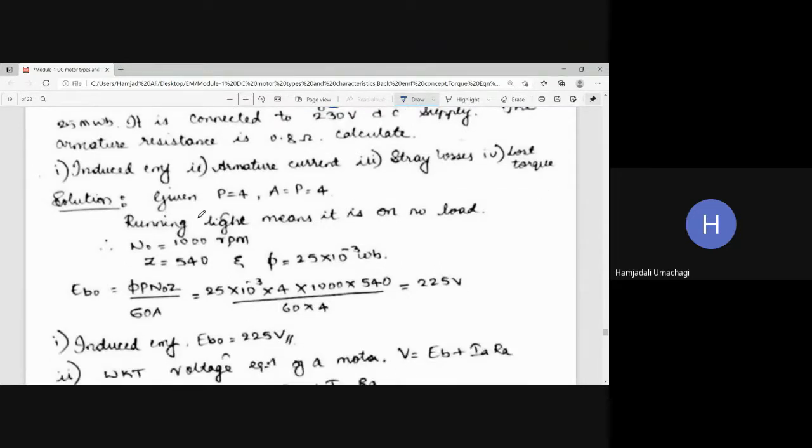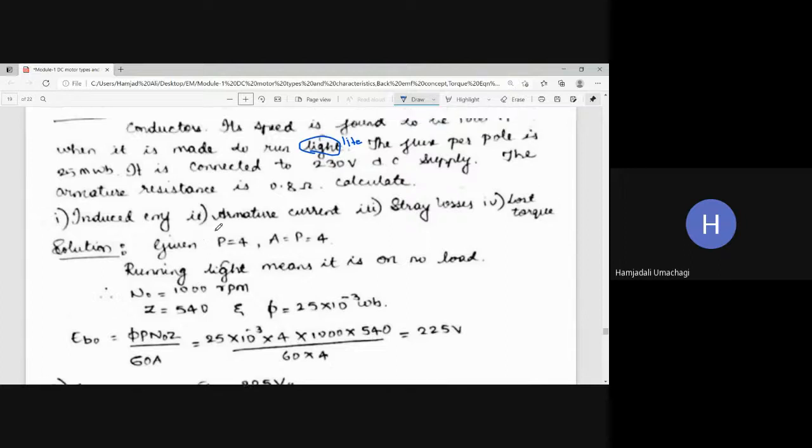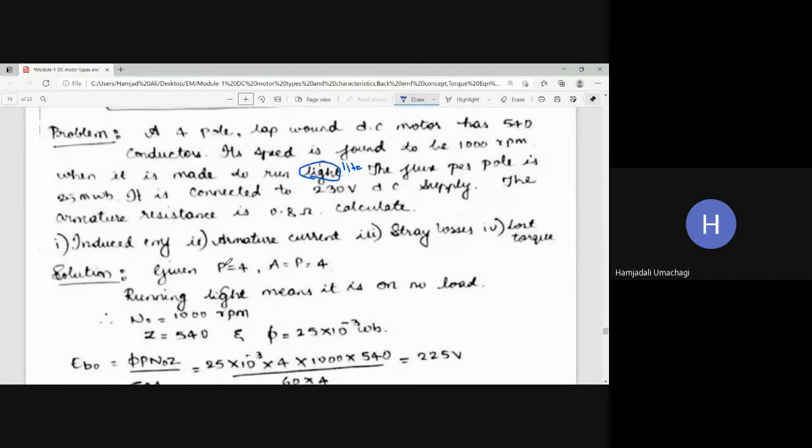So solution, let us write all the given points. The given data here is number of poles P is equal to 4, and A is equal to P, that is 4, because it is lap connected. Running light load means it is on no load condition, so it is the no load speed, denoted as N naught, that is nothing but 1000 RPM. Number of conductors Z is equal to 540.